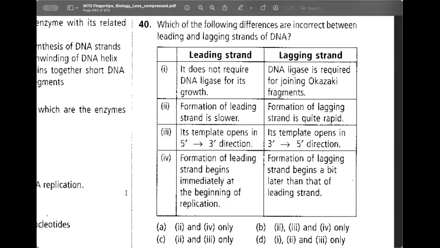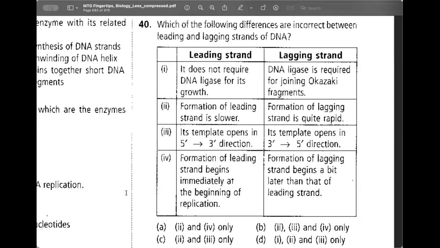So that's what makes entrance a little tricky. Just looking at 2, you cannot decide because there is 2 in all. So you have to be sure about one more option. And you chose 4. Now let's read 4. Formation of leading strand begins immediately at the beginning of replication, and formation of lagging strands begin a bit later than that of leading strand. So what's wrong in it?